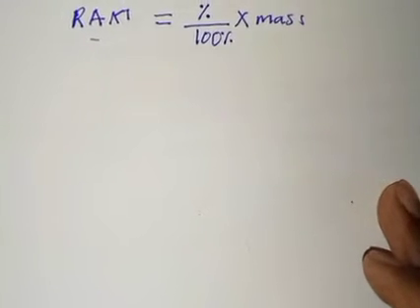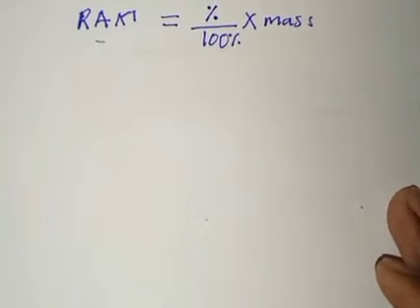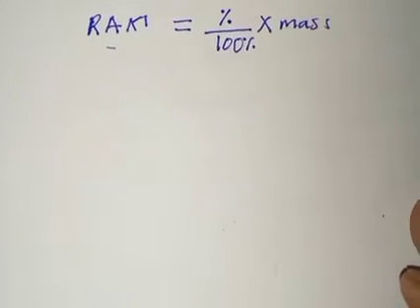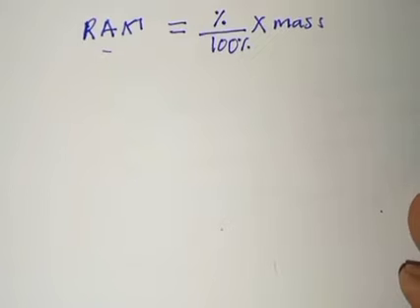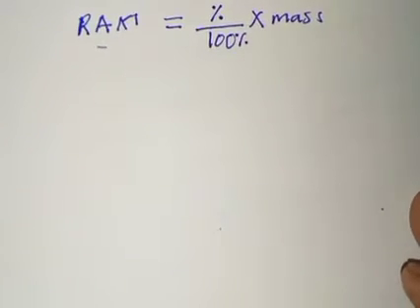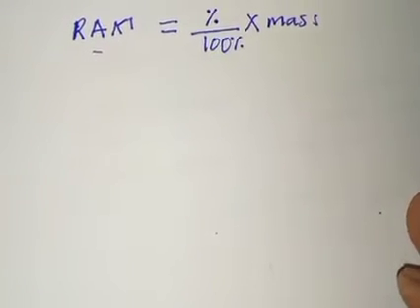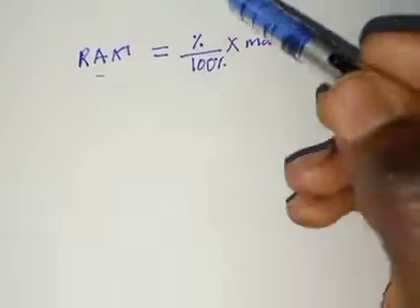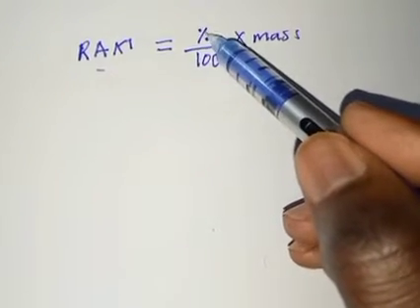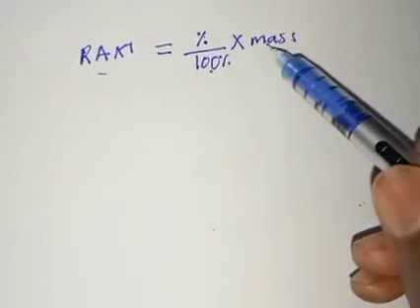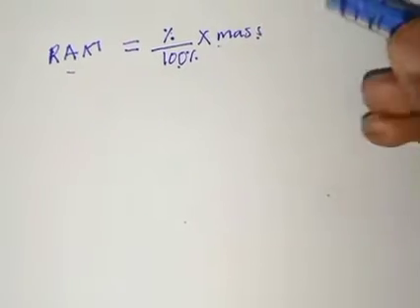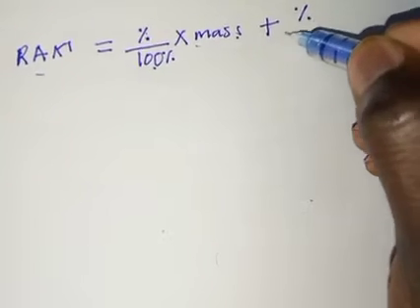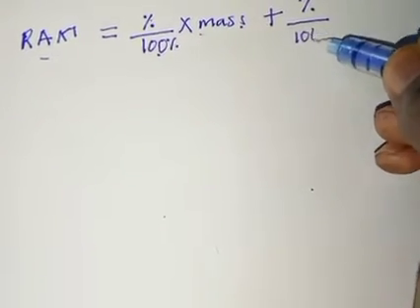So, taking the example of chlorine. Chlorine is made up of two different isotopes. One of the isotopes has a mass of 35 and the other has a mass of 36, but they all have the same number of protons. So if you want to find the average atomic mass for chlorine, you take the percentage of the one with mass 35 divided by 100, multiplied by its mass. Then you add the percentage of the other one over 100, multiplied by its mass.